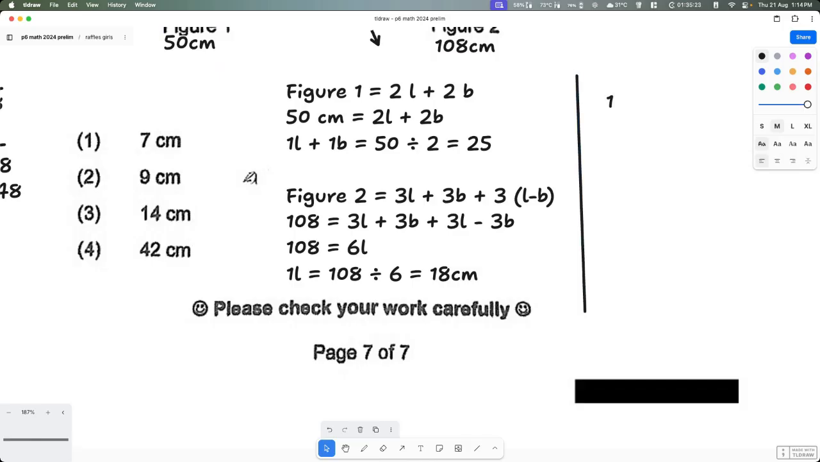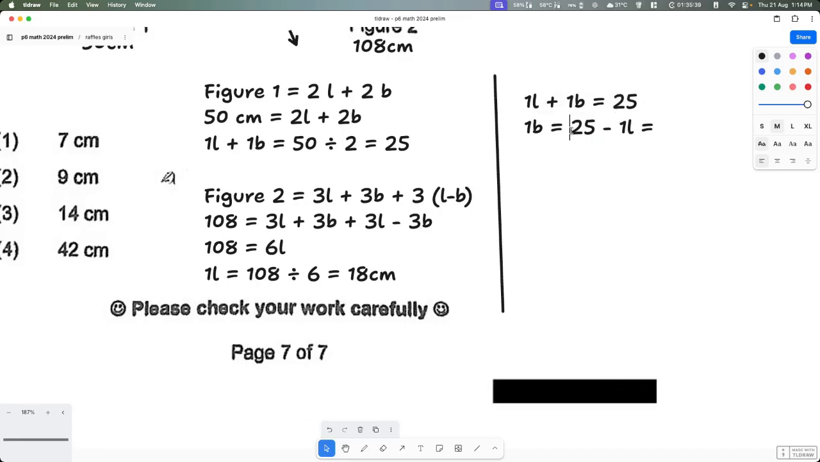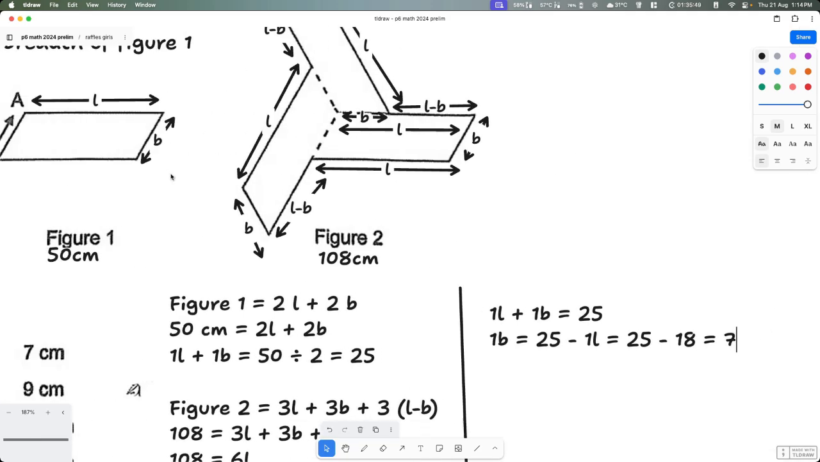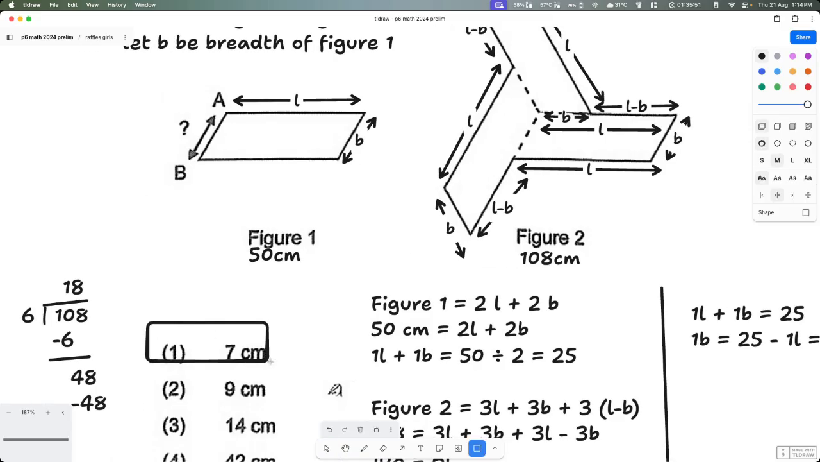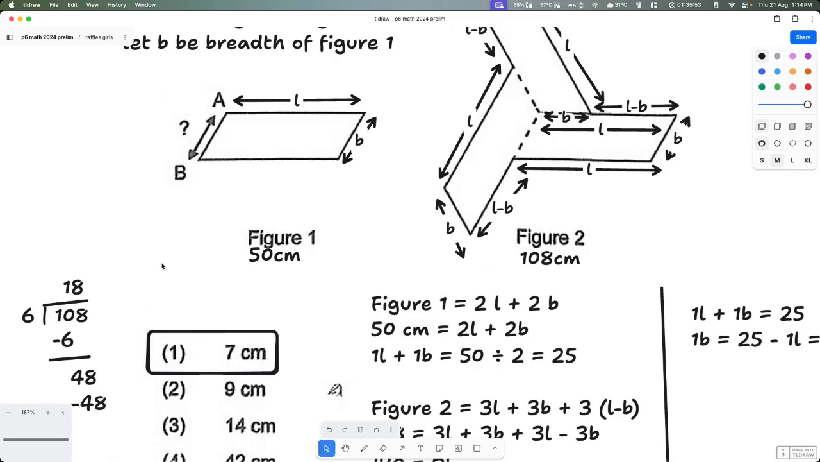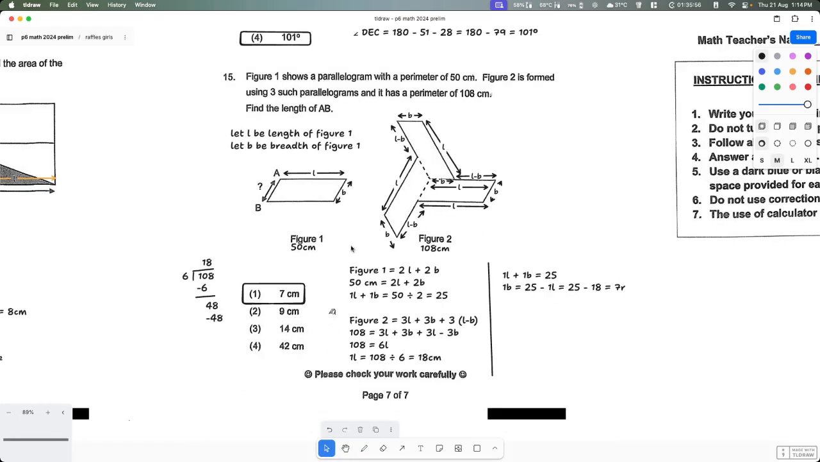So 1L plus 1B is equal to 25. So 1B is equal to 25 minus 1L. And we know what's 1L, which is equal to 25 minus 18, which is equal to 7. So 1B is 7, AB is 7. There you go. The answer is option number 1, which is 7 centimeters. There you go. That's the answer.